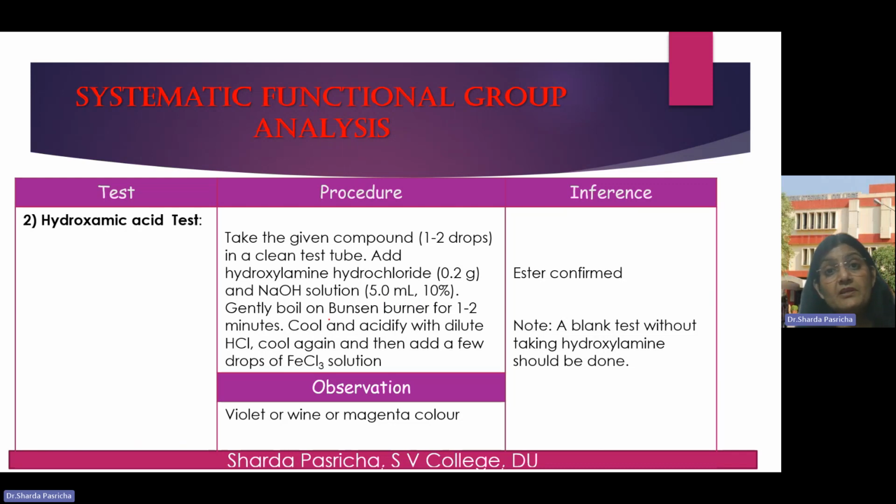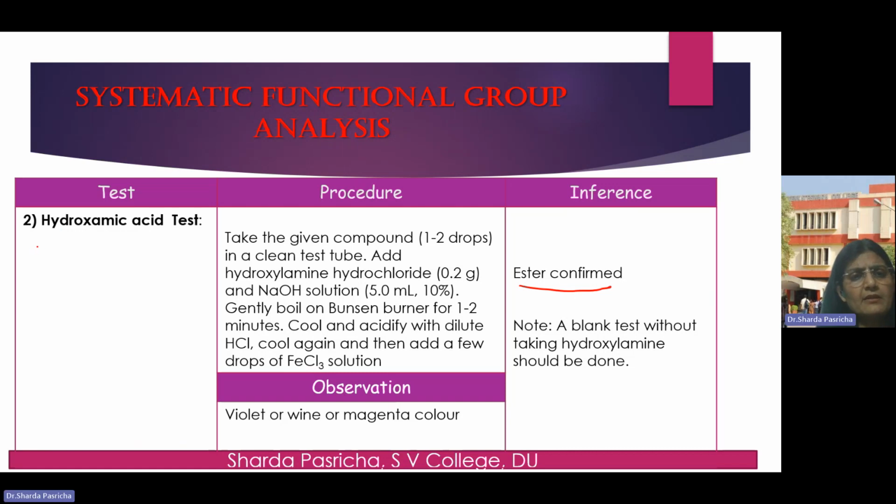See that the blue litmus is turning red. Okay, and then cool, and then you add a few drops of ferric chloride solution. If you get any violet or wine color or magenta colored solution on addition of ferric chloride, then the ester is confirmed. Now let us see the chemistry of the test.